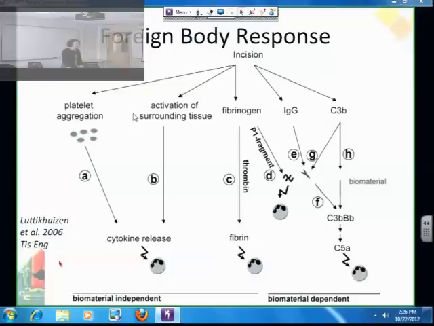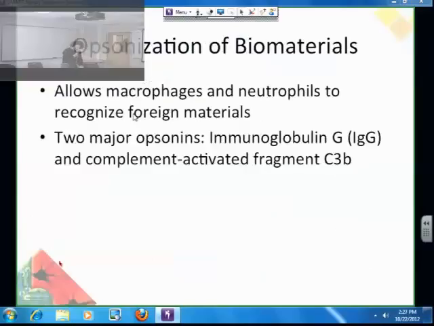Fibrinogen, we learned last week, binds with two different biomaterials with different affinities, and because fibrinogen activates a lot of inflammatory cells, you can see how that would affect the inflammatory cascade. But those proteins that we mentioned there are major proteins involved in opsonization of biomaterials. So they're called opsonins, which is just a protein that coats a biomaterial when you implant it.